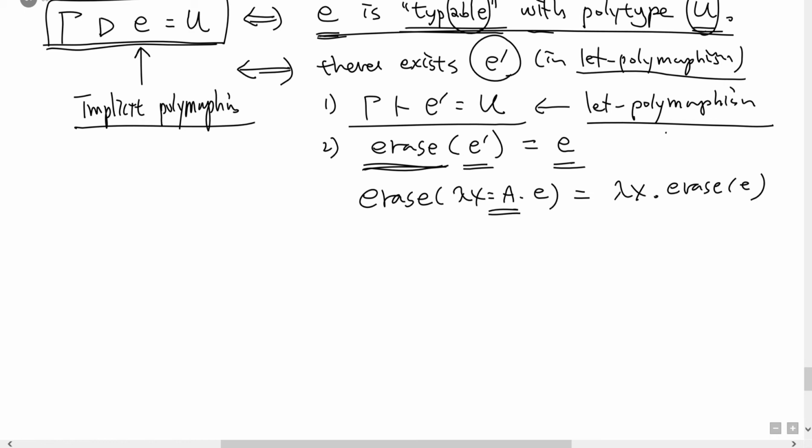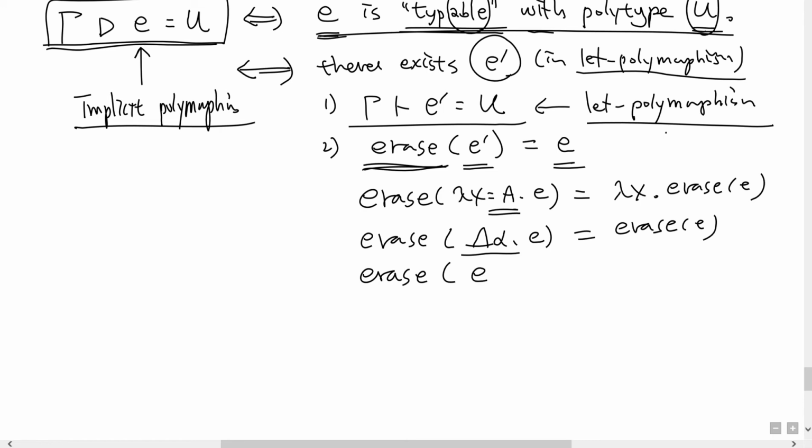And what about type abstraction? Erase capital lambda alpha dot E. So the idea is just to get rid of this type-related stuff, so we obtain erase of E. And similarly, the type application is also ignored. So this is type-related stuff, so we erase it. We obtain erase of E.